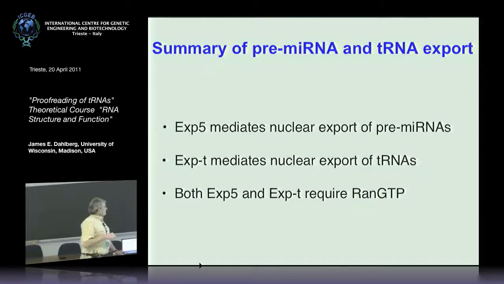So just to summarize this, exportin 5 mediates nuclear export of pre-miR RNAs, and binds directly to the RNA. Exportin T is specific for tRNA, and both require Ran GTP.